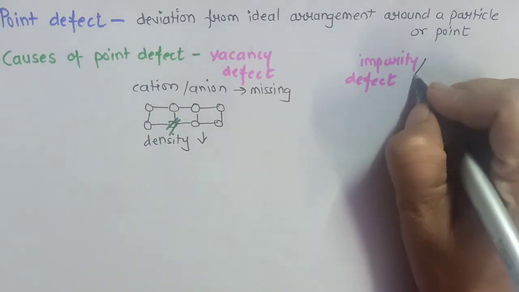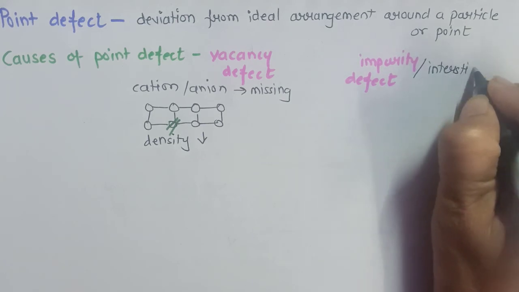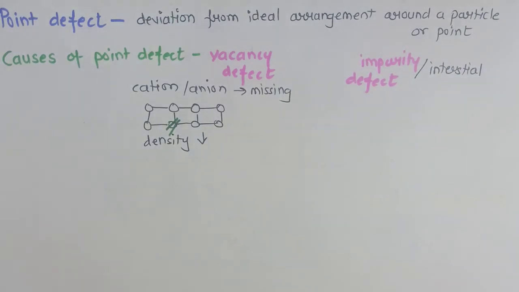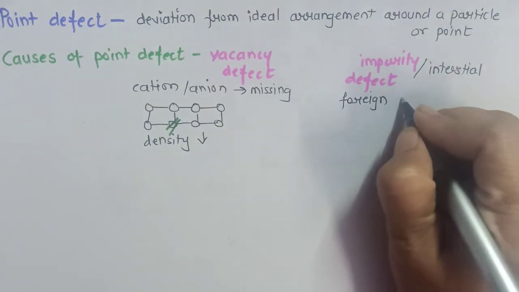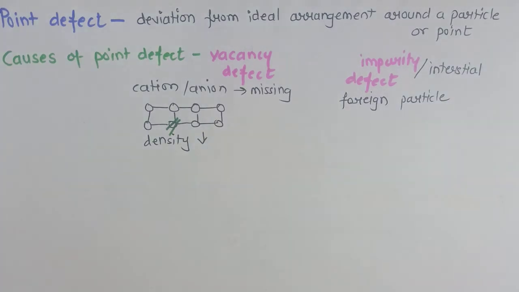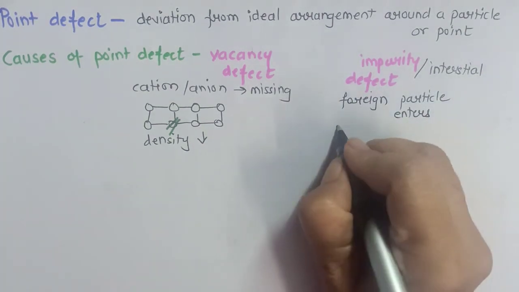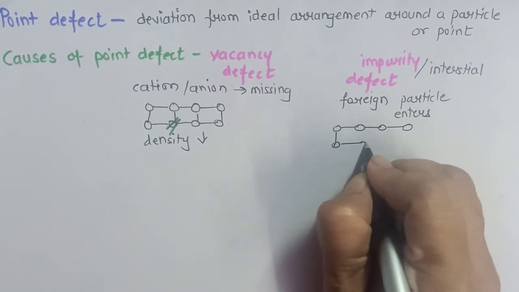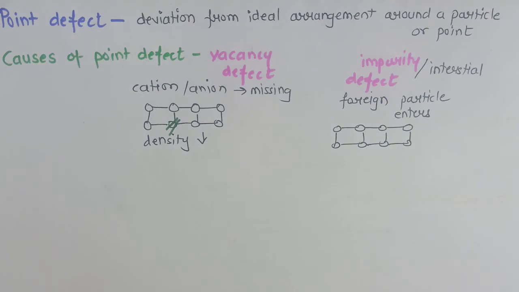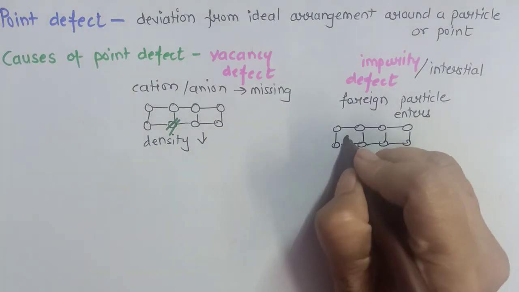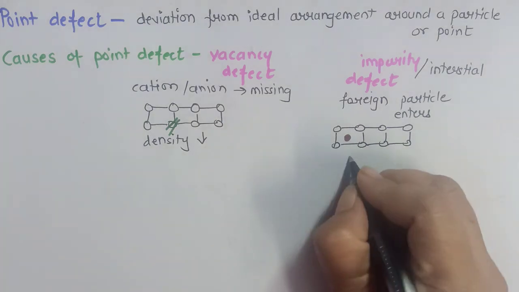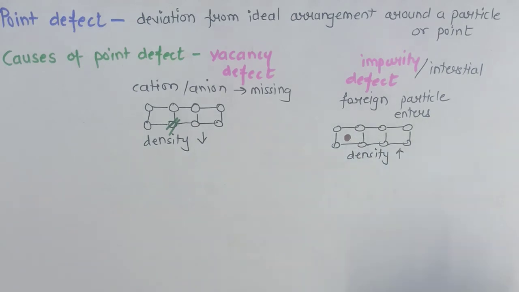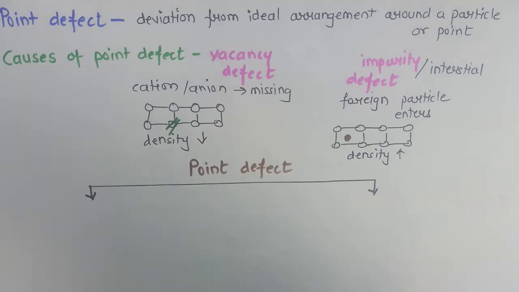Coming to impurity effect, it is also called interstitial defect. Interstitial sites mean voids, which we have already seen in our previous video. Now what happens in an impurity or interstitial defect? Any foreign particle, either an atom, molecule or ion, enters the crystal lattice. For example, let us say this is the ideal crystal arrangement, and a foreign particle comes and occupies the interstitial site. Since an extra particle is there, it will result in an increase of density. So these are the causes of point defect.